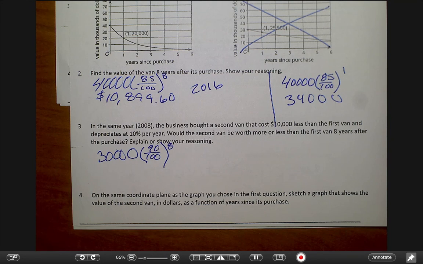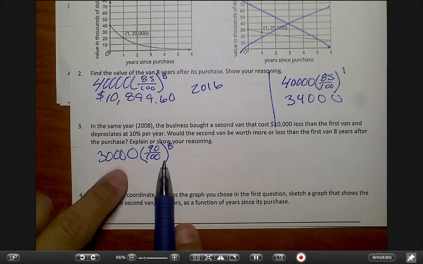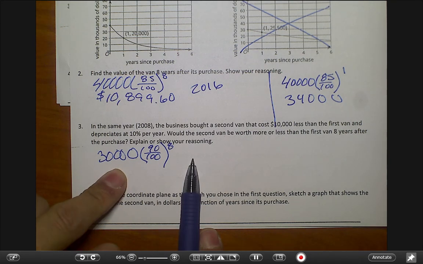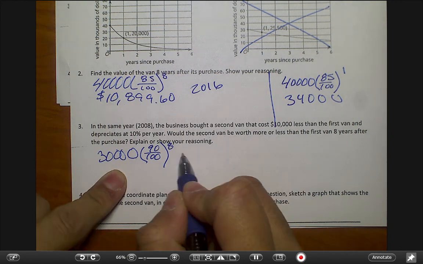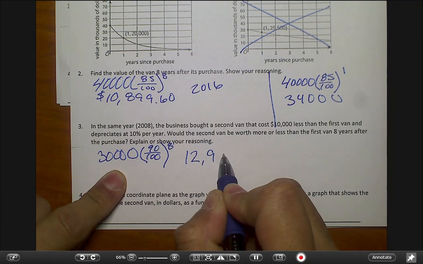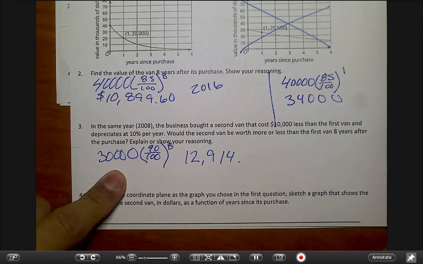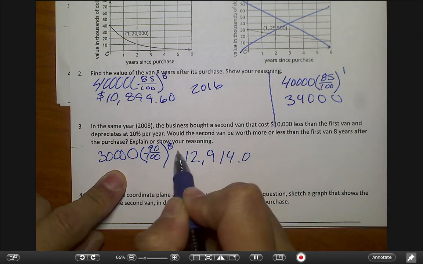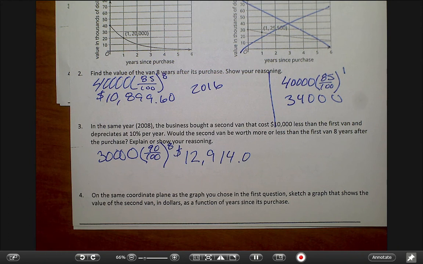All right, let's see what we got. Okay, how much is this vehicle worth now? Here, you said 12,000? 9,000 what? 14.0. Yeah. Now, which one is a better deal?